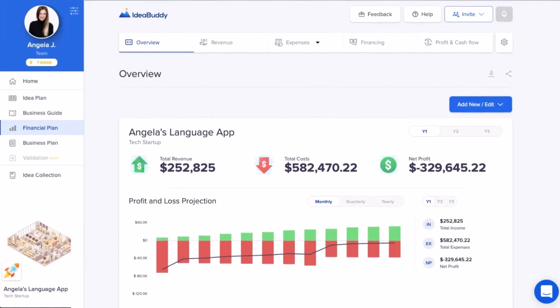So we've officially walked through the idea plan, we finished the business guide, we've looked at the financial plan, and now we're ready to set up and export our business plan.